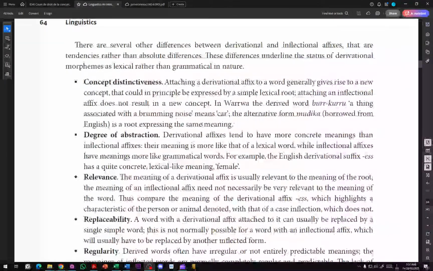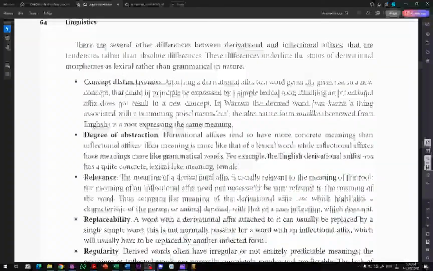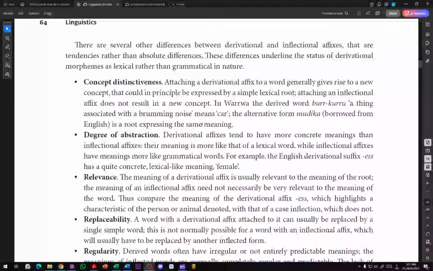In Warwa, the derived word borkura, thing associated with a brumming noise, means car. The alternative form... whatever.